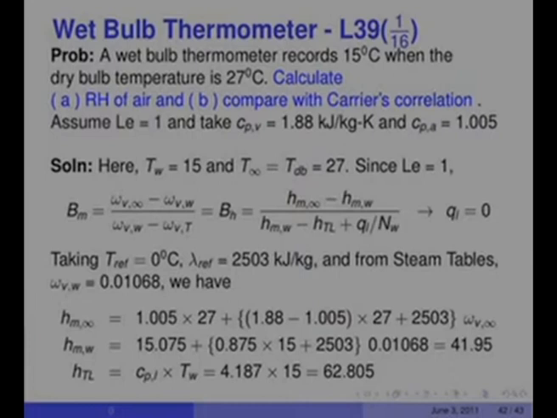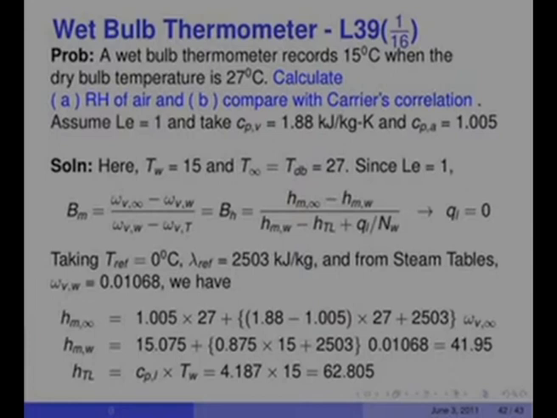Now, of course, the wet bulb records its temperature when the heat conduction to it is 0, and therefore, Q L in our formula will be set to 0. If we take T ref equal to 0 degree centigrade, then lambda ref, the latent heat, is 2503 kilojoules per kg, and from steam tables we would readily discover from partial pressure the value of omega V w.